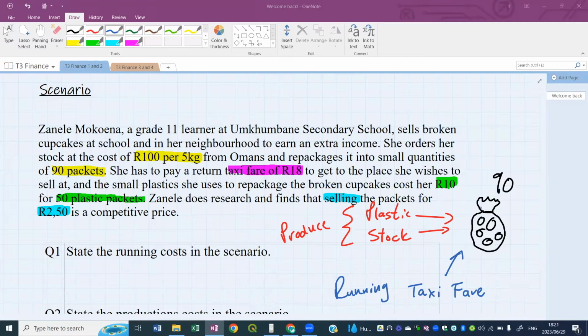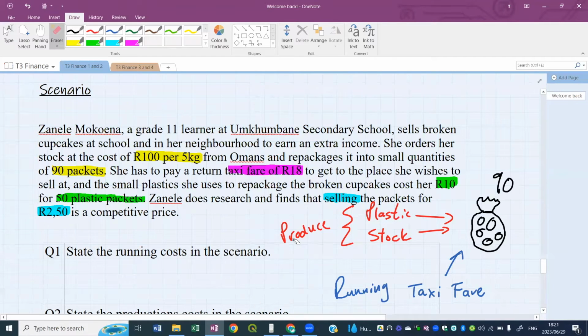But how do we determine how much taxi fare goes into one packet? It's not easy, is it? It's a little bit more difficult. So how do you work out profit if you've got these running costs here? All right. Well, this is what we're going to do now in this scenario. You guys are going to help me build up the scenario and answer these questions. And we are actually going to work out when this person will actually start to make profit in their business.